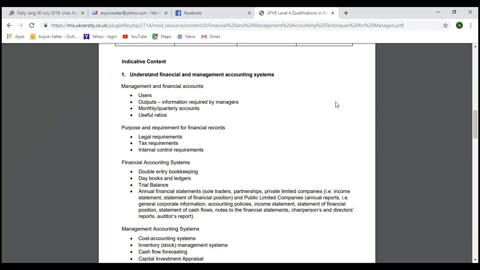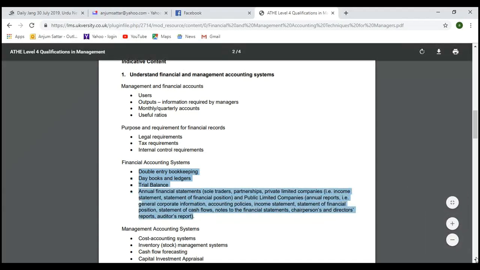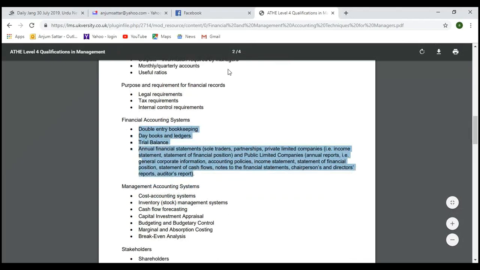We discussed the legal requirement in financial accounting, not a legal requirement in terms of management accounting. We discussed legal requirements, tax requirements, internal control, double entry bookkeeping, trial balance. We discussed how many types of financial statements there are, public limited, private limited, and the different sorts of companies that use these.